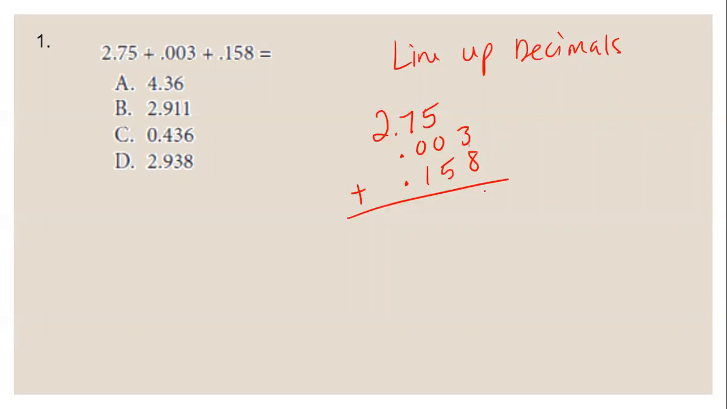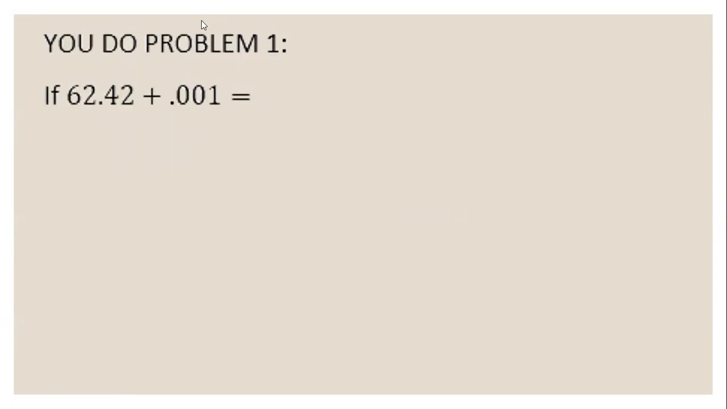3 plus 8 is 11. Regroup my 1. 1 plus 5 is 6. 6 plus 5 is 11. Again, regroup. 1 plus 7 is 8. 8 plus 1 is 9. Done. 2 plus nothing is 2. So the answer would be B. Okay. So again, key thing that we need to make sure remember is to line up the decimal place. You have 60 seconds to do your you-do problem. 60.